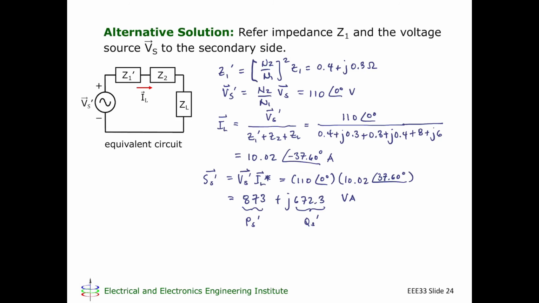But remember, the transformer does not absorb any real or reactive power. Therefore, P sub S should equal P sub S prime, and Q sub S should equal Q sub S prime. In other words, even if it had been referred to the secondary, whatever power and reactive power it will be delivering would have been the same as it would have delivered if it was still in the primary. So we have the same answer. P sub S is 873 watts and Q sub S is 672.3 vars.